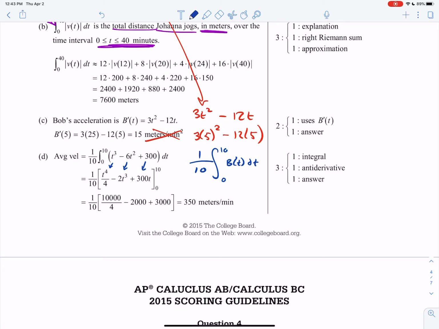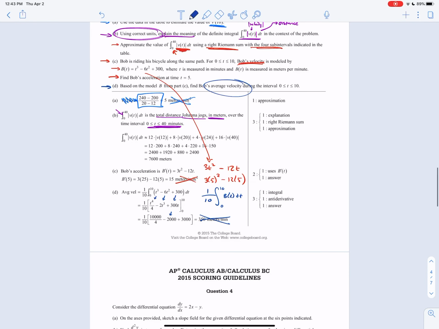Okay, t cubed is t to the 4th over 4 minus 6t cubed over 3. They simplified there. That's fine. You don't have to, though. And the integral of 300 is just 300t. The moment you plug in your upper minus your lower, you're pretty much done. Leave it there. There's really no need to go that far, okay? That's basically it.